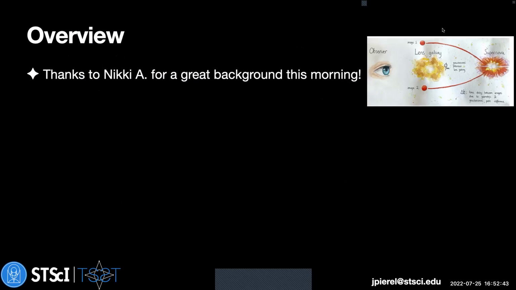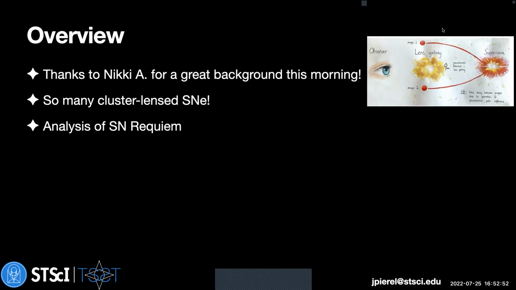I'm not going to do it at all, and instead I'm going to talk about the so many cluster lens supernovae, so many when your sample is this small at least, why that might be, and then I'm going to dive a little bit into analysis of Supernova Requiem, which is the most recently published discovered gravitational lens supernova resolved. And that's kind of cool. Not a lot of those out there. And then synergies between Rubin and Roman is how I'll close on this.